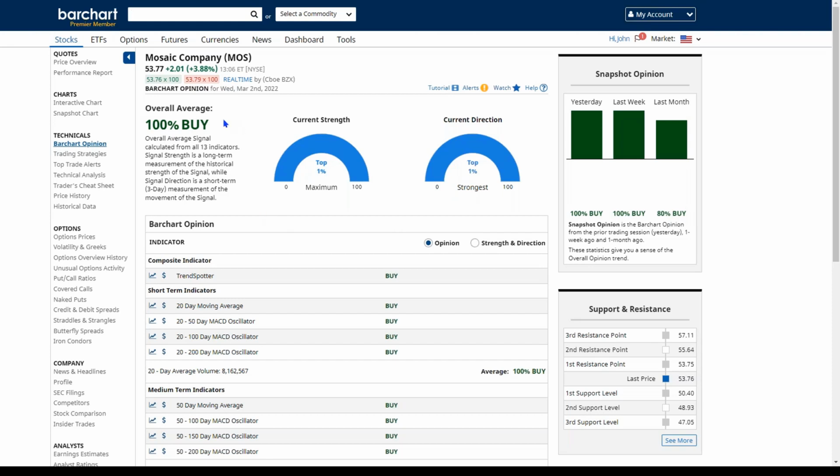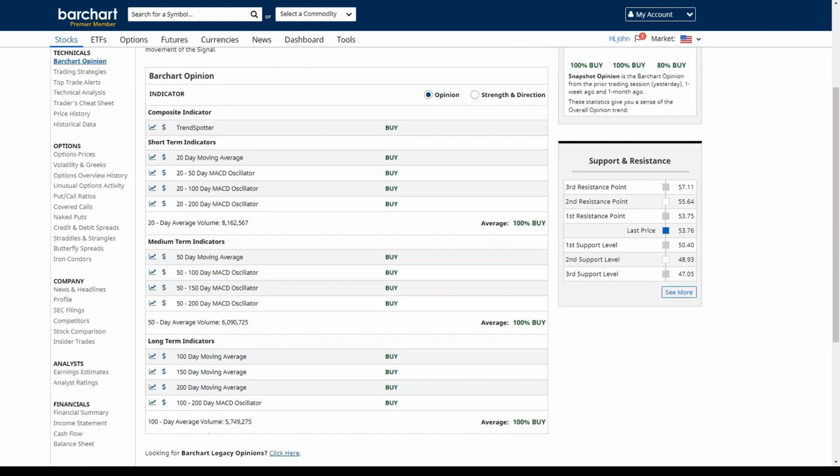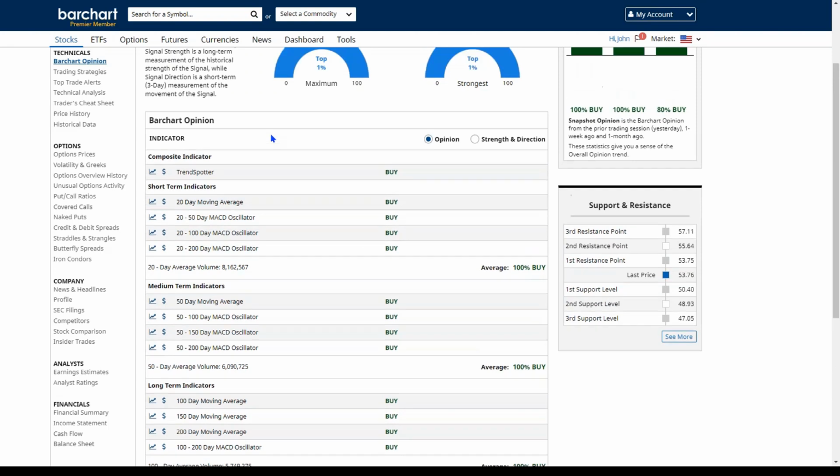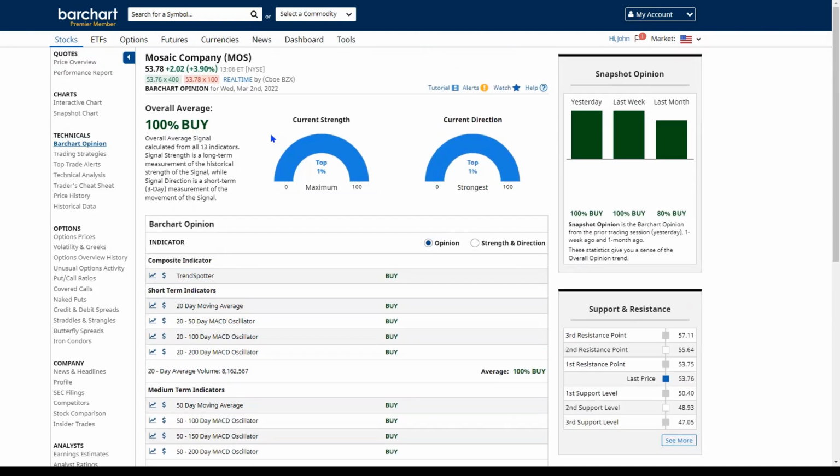And notice, for this particular stock, it is 100%. And the overall signal, the average signal, is really a composite of 13 indicators. And those 13 indicators are right down here. And you can see that they move from short-term indicators to medium-term to long-term indicators. So it says 100%, which means that of those 13 indicators, all their opinions are of a buy opinion.